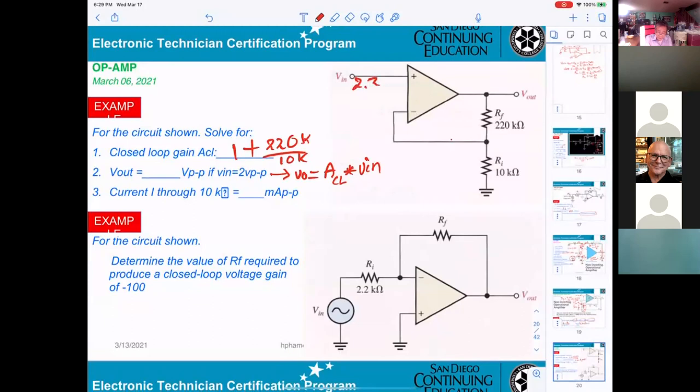Do the calculation yourself. They gave you a Vin equal 2 volt peak to peak. So that means you get 2 volt peak to peak, and here also 2 volt peak to peak. Okay, so the current I equals 2 volt peak to peak divided by RI.